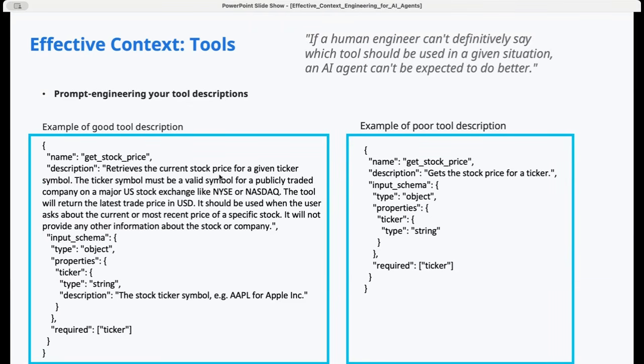Like, retrieve the current stock price. So try to provide the right guidelines, and also not be too verbose, right? But still give the framework and guidelines for the tool descriptions. So instead of a very poor tool description, like get the stock price for a ticker.